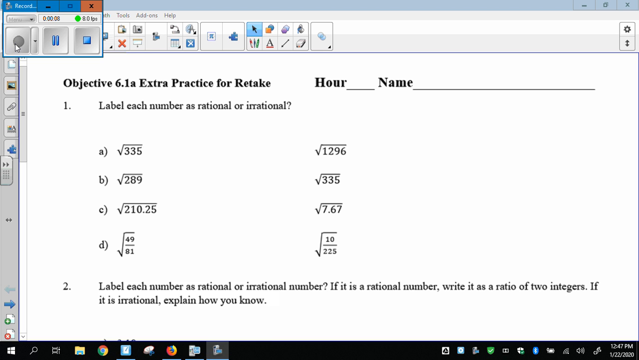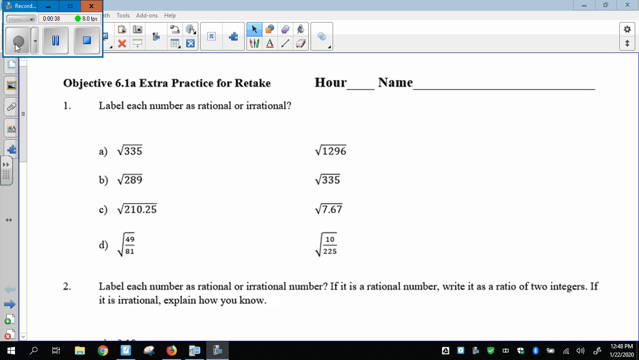Today we're going to work on Objective 1.61a. If you need to do a retake, here's the extra practice. I'll go through a couple of these problems, and then you can finish this practice and go ahead and take your retake then. So this is all about square roots being irrational numbers at times. We have to figure out if each of these numbers is either rational or irrational.